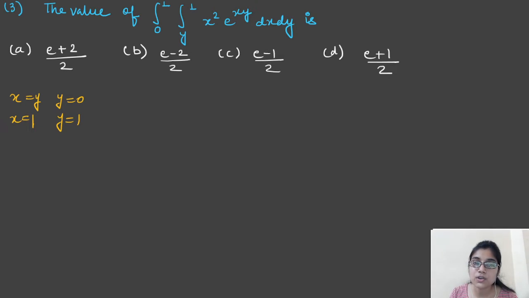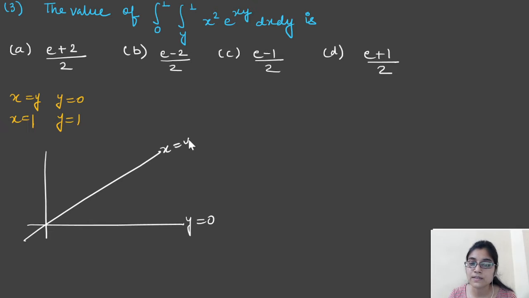So we will just draw our region of integration. This is your y is equal to 0. This is your x is equal to y. This is your x is equal to 1. And here you got your y equal to 1. So obviously this is our region of integration.